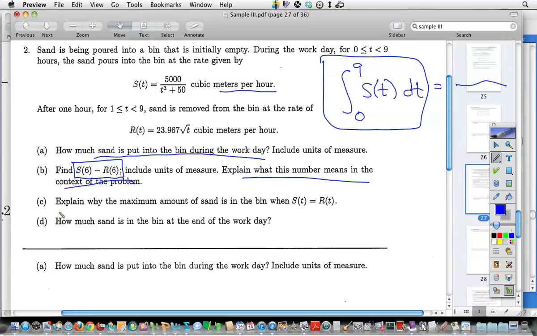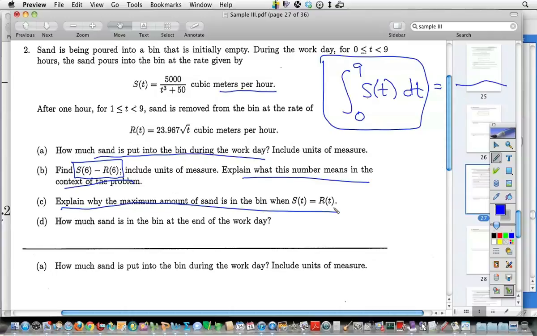I'm curious what you think on C. Explain why the maximum amount of sand in the bin is when S is equal to R. Somebody want to take a crack at explaining that, Zach? Because are we assuming that S starts out faster and R progressively gets faster? That's great. That's what I did for my answer. Go ahead.